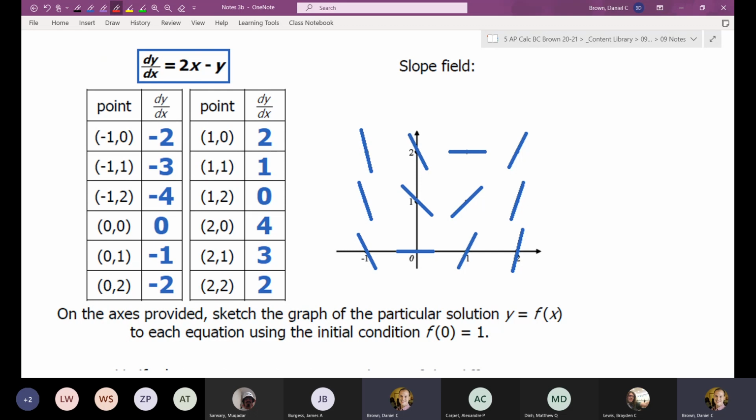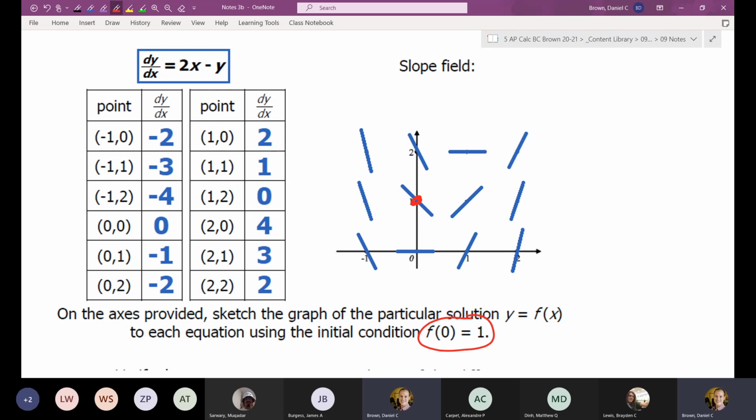So similar to what we did on all the other ones, let's draw the function that goes through f of 0 is equal to 1. So I have f of 0 is equal to 1. I know this point is on the graph. If I want to trace out what this function looks like, how would you describe what this function possibly looks like?